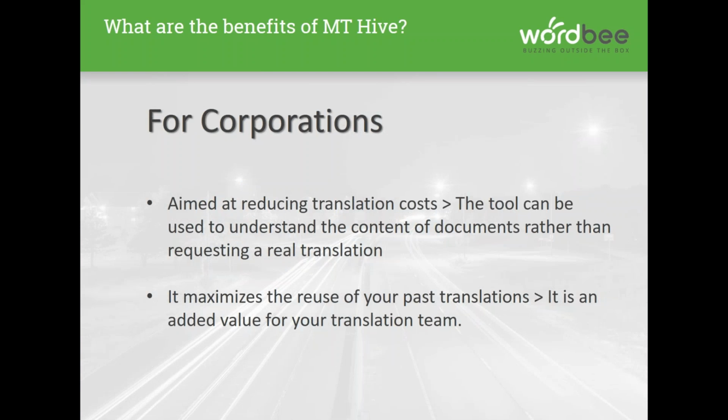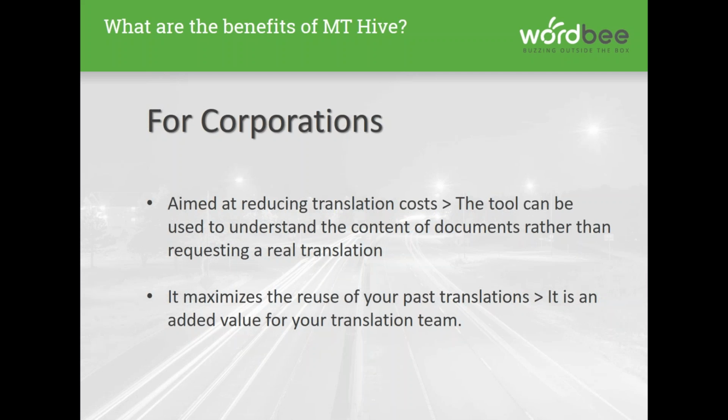Now the advantages of MT Hive for corporations. The tool is aimed at reducing translation costs. It can be used to understand the content of a document rather than requesting a real translation. Imagine you're working for a company and you've received a document that is in German and you don't understand it, but you don't really want to request a translation of the document. You don't want to pay a large amount of money for it. You just want to obtain an instant translation of the document. Thanks to MT Hive, it's really easy. You upload a document and you immediately obtain the translated file.